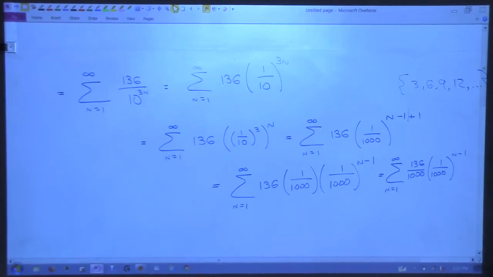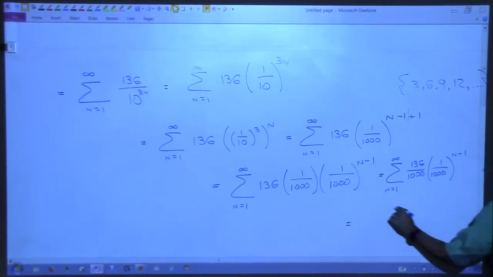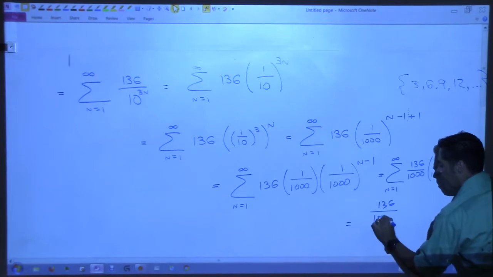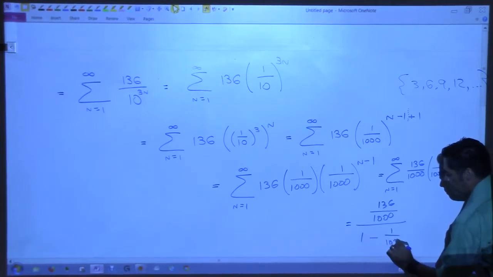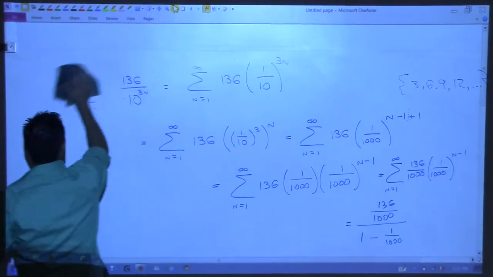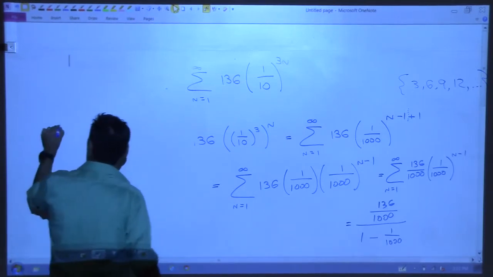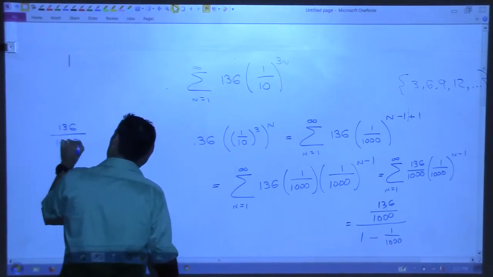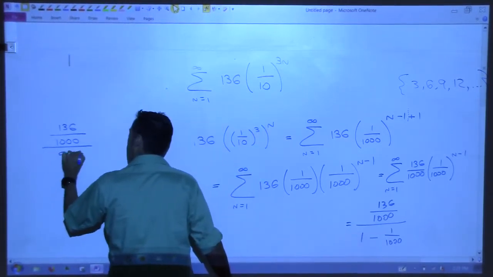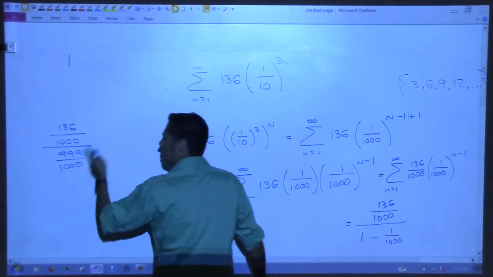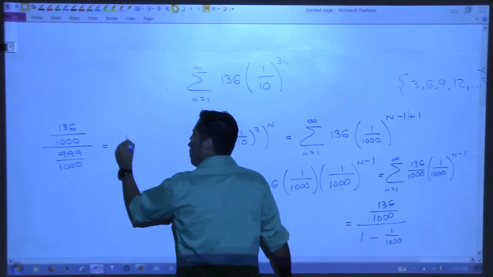That converges, right? So A here is this, R is this. Is the absolute value of R less than 1? Yes, this is a convergent geometric series. What does it converge to? This converges to A over 1 minus, what's R? 1 over 1,000. Okay. What is 136 over 1,000 over, what's 1 minus 1/1000th? That's 999 over 1,000. And then flip, and when you flip, we get something really nice.